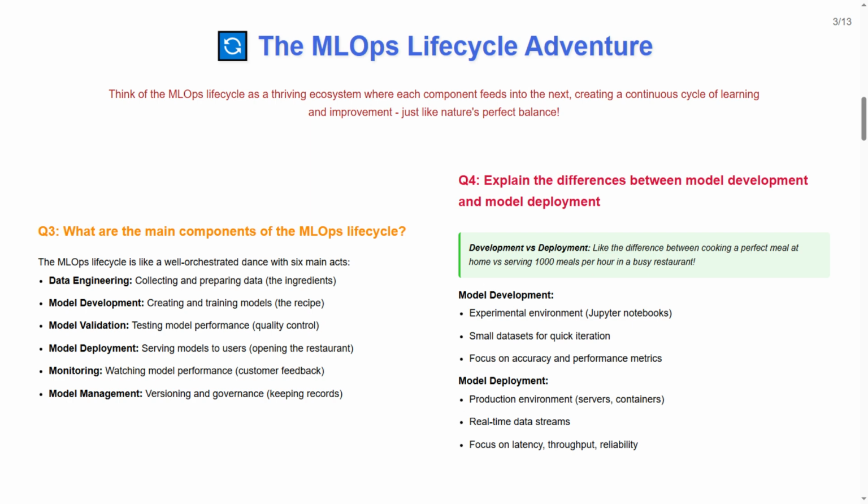Model development. Experimental environment using Jupyter notebooks. Small datasets for quick iteration. Focus on accuracy and performance metrics. Model deployment. Production environment with servers and containers. Real-time data streams. Focus on latency, throughput, reliability.